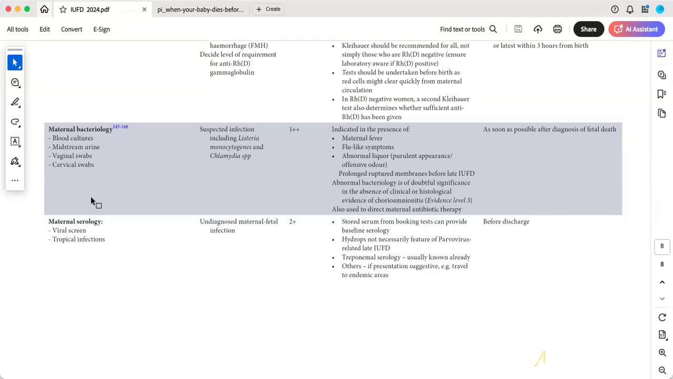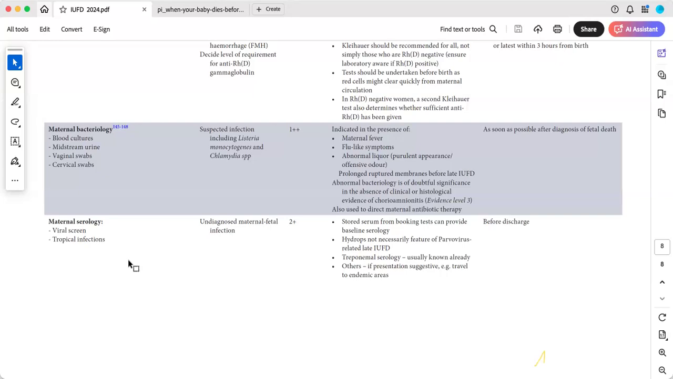Maternal bacteriology, okay? So if you have maternal fever or flu-like symptoms or abnormal liquor, okay, or prolonged rupture of membranes before the late IUFD, okay, then please run the blood culture and midstream urine, vaginal swab, and cervical swab, okay? Suspected infection, including listeria and chlamydia, needs to be ruled out in this case. When you will take the swabs, as soon as possible after diagnosis of fetal death.